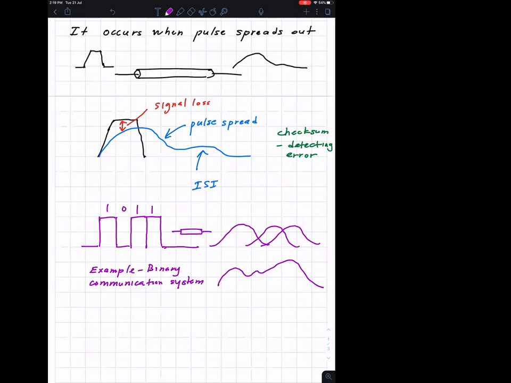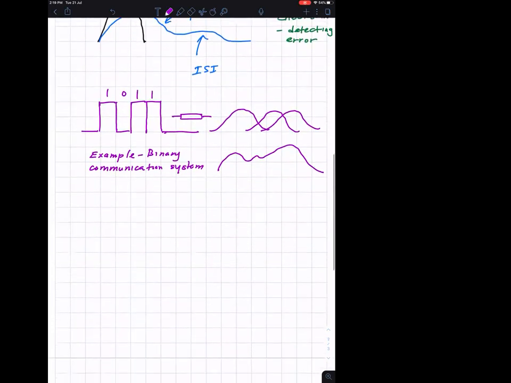Now look at another example, another transmission line problem.